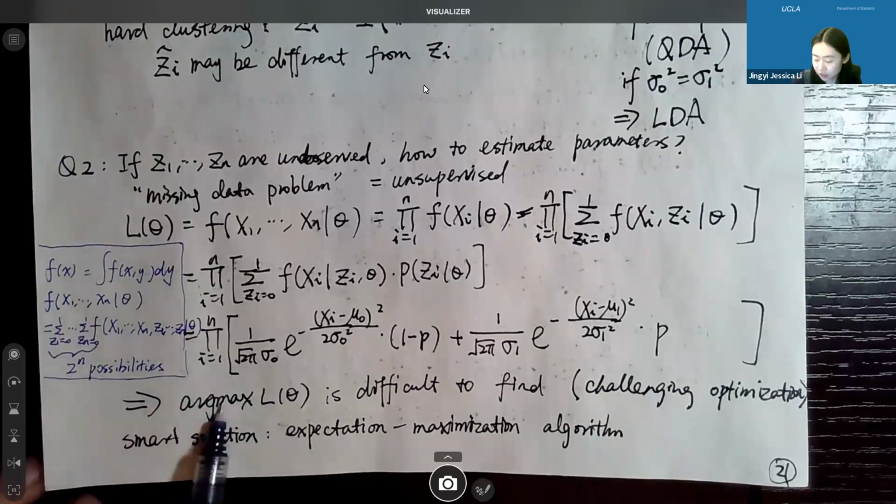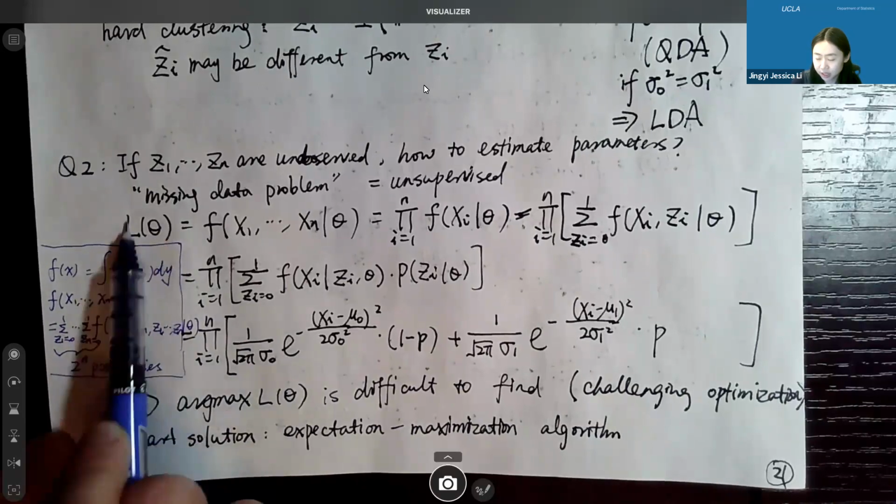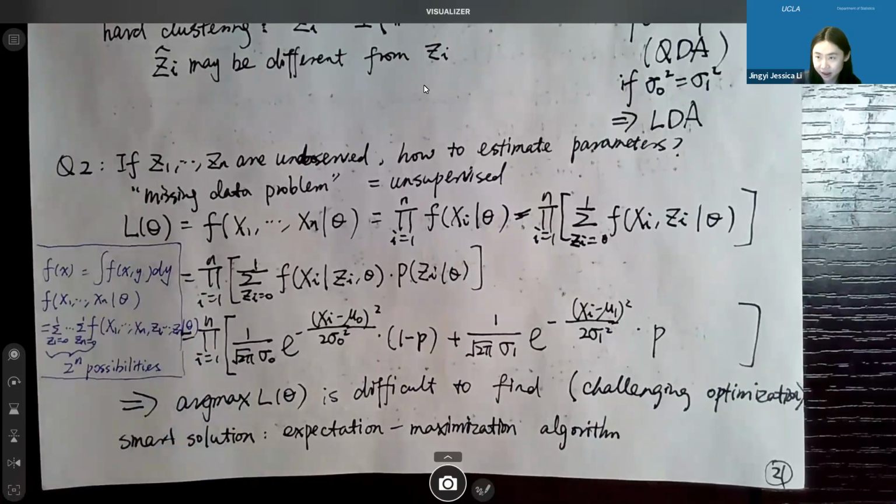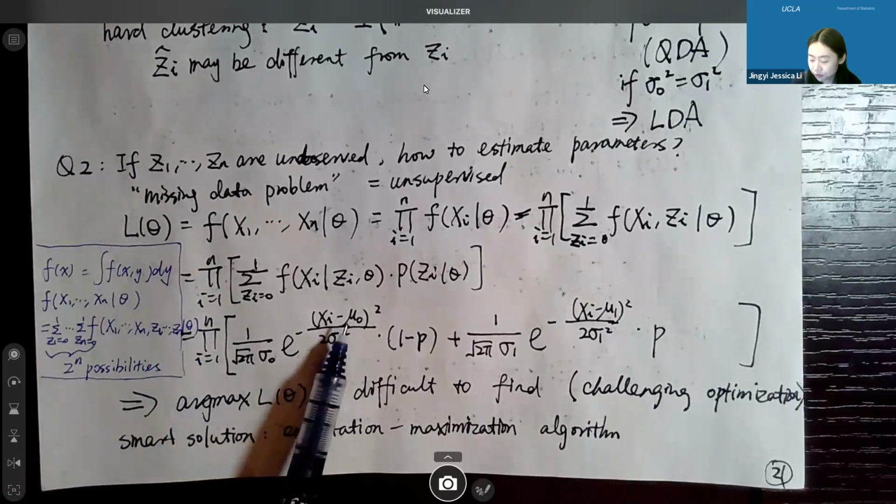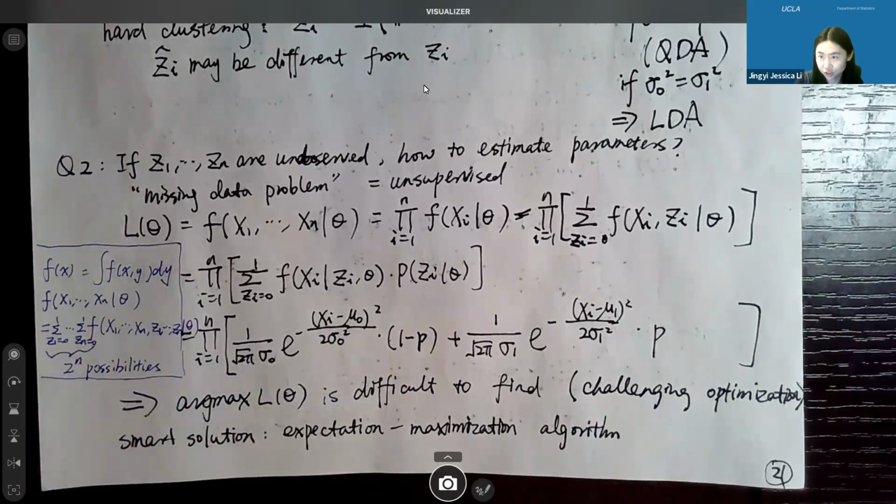So our target is still the same. We want to find its maximizer and call the maximizer the MLE. But the question is how to find it. Instead of doing this brute force optimization, we can find a smarter strategy. And that's the EM algorithm. And that's what we're going to introduce today.